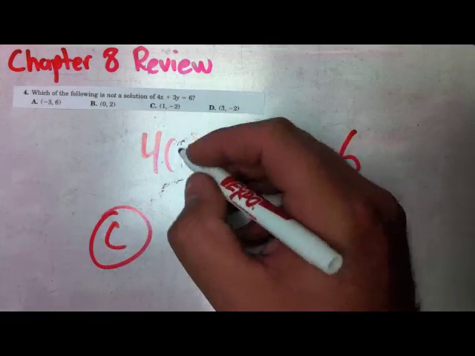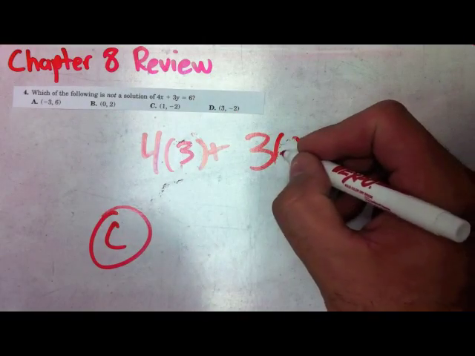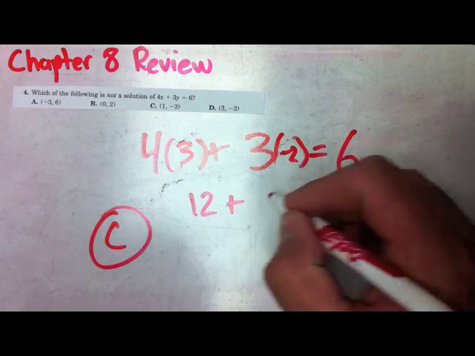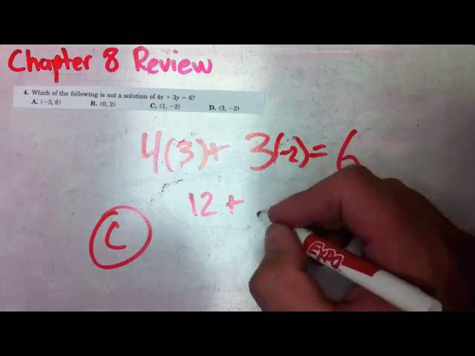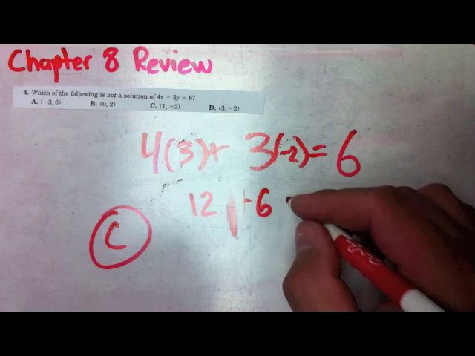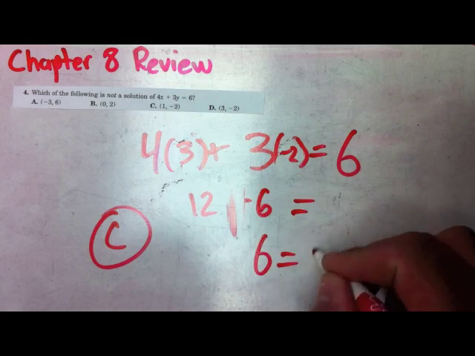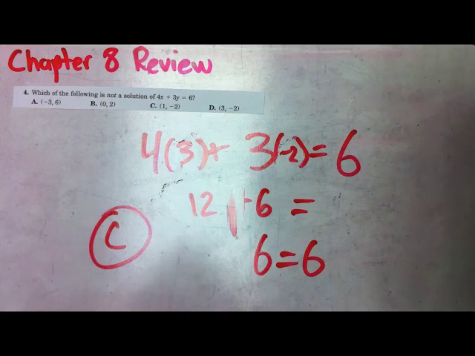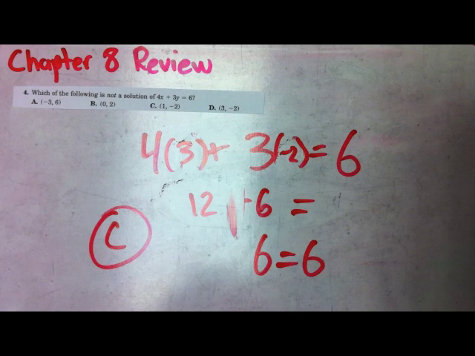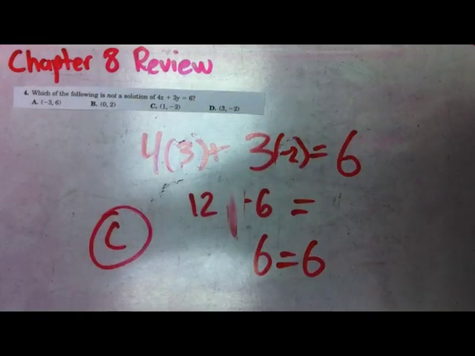So let's go ahead and plug in D. x is 3, y is negative 2. 4 times 3 is 12. Plus 3 times negative 2 is, I'm sorry, negative 6. So 12 minus 6 is 6, and that is equal to 6. So D is also a solution. So I was correct. The correct answer is C, because that's the only ordered pair that does not fit in this equation, and therefore is not a solution.